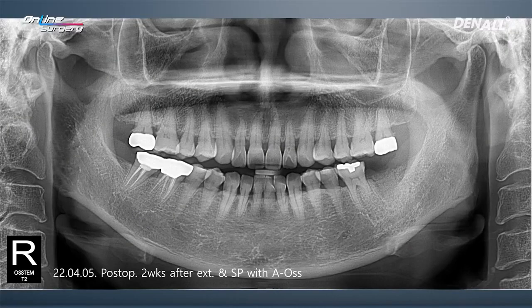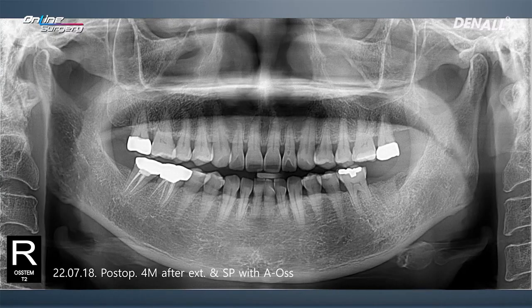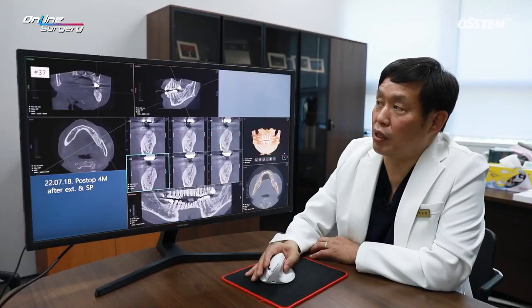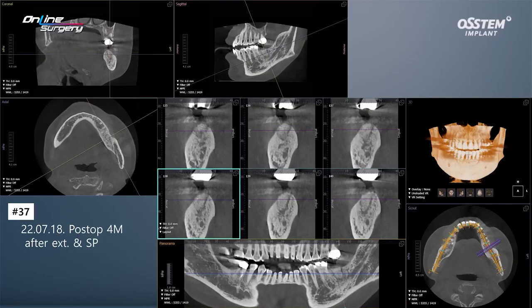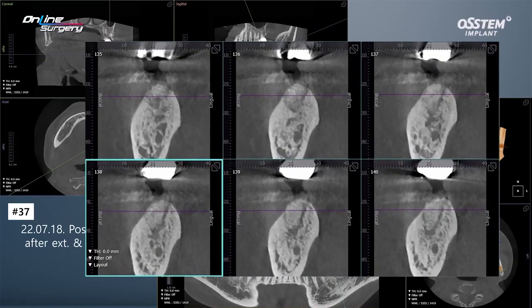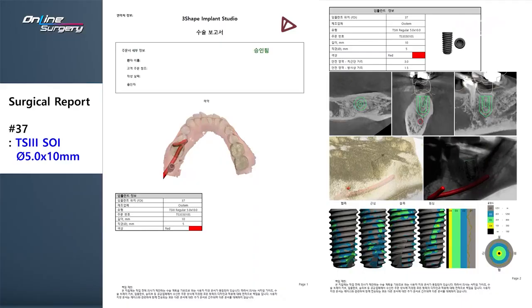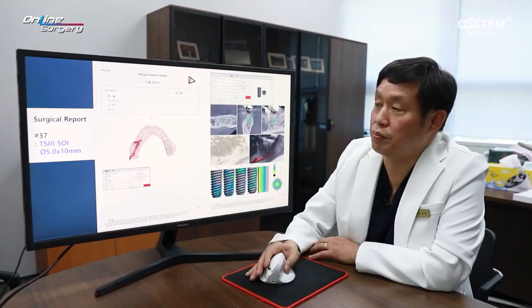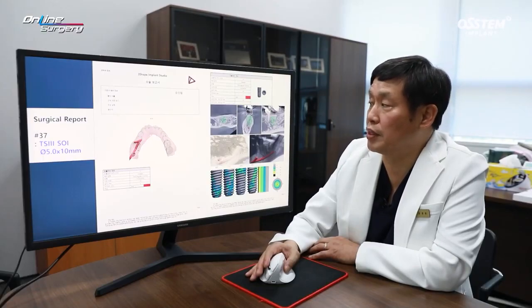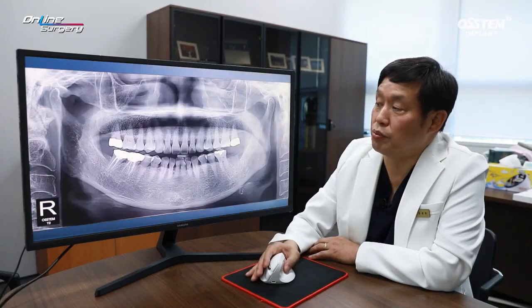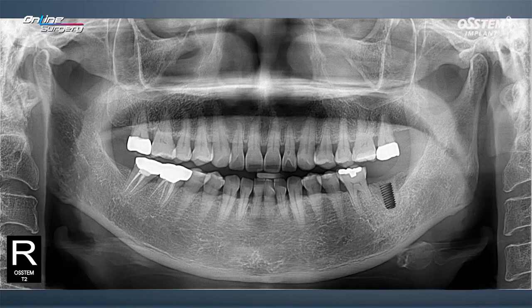This is panoramic image after socket preservation. There's nothing special. This is about 4 months later. OneGuide was prepared. After having taken CT, the A Oss is being stabilized, therefore surgery was prepared. In order to use OneGuide, I made plans with OneGuide team. PS3 soy surface 5.0 by 10 mm implant was planned. As shown here, I decided to place the implant.